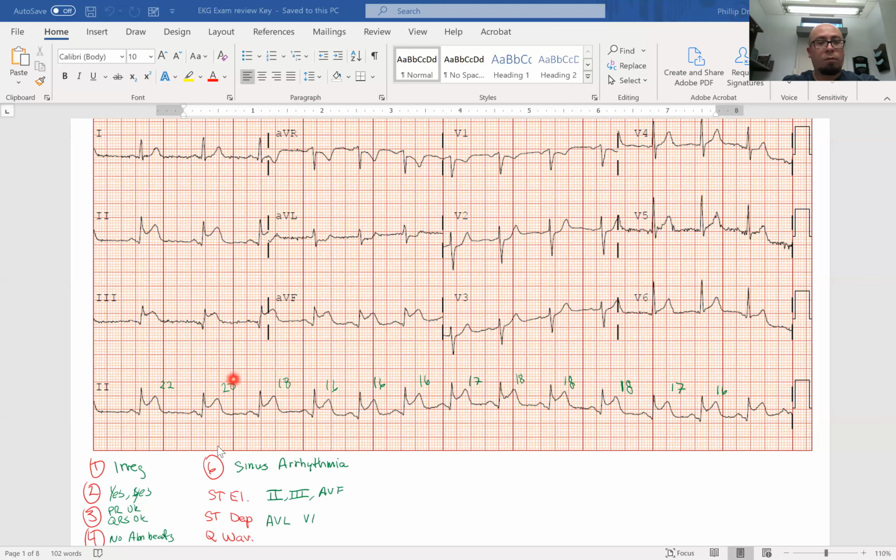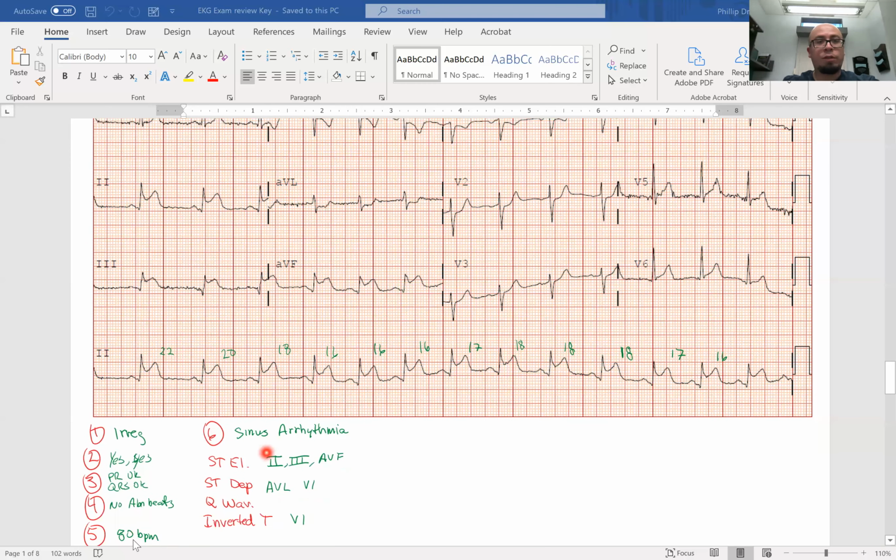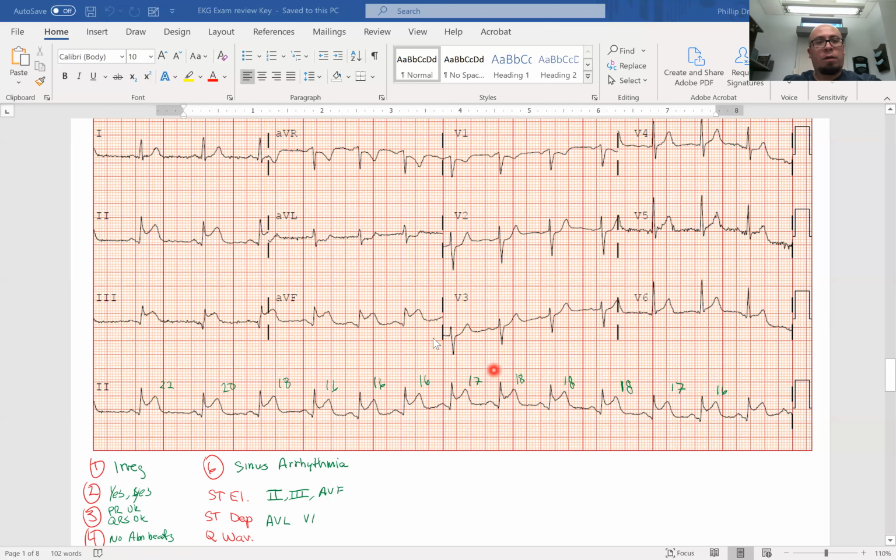So I'm okay there. Step 4, check for abnormal beats. No abnormal beats here. Step 5 is to calculate the rate. Our rate is 80 beats per minute. So we have sinus arrhythmia, 80 beats per minute, which I calculated using the 6-second method. And now we must look into the rest of our interpretation.